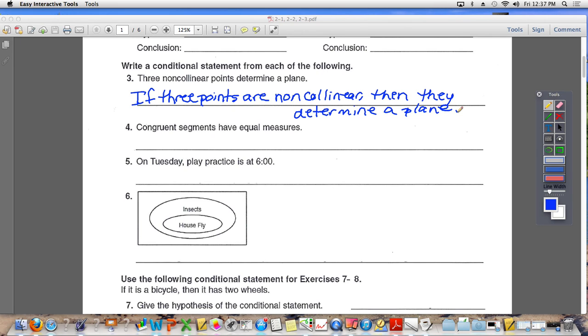Congruent segments have equal measures. I'm not going to write every one of these out, but wording. How can I change that into an if-then statement? An if-then conditional statement. If what is true? Go ahead, Jeremiah. If the segments are congruent, then they have equal measures. Excellent. If segments are congruent, then they have equal measures.